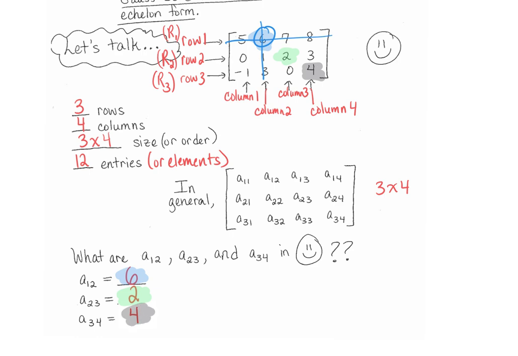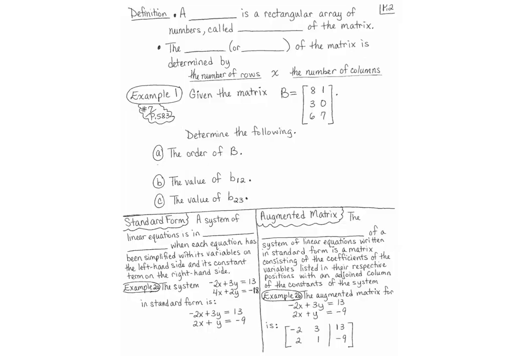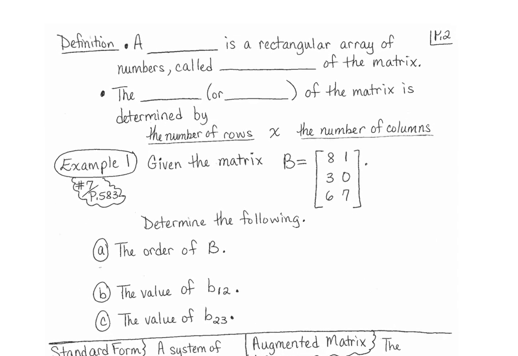What questions do you have? None? Okay, all right. So let's define everything formally. So now you know how matrices work in terms of the notation, how to identify the size or the order, how to find the entries or the elements. Okay, so let's formally define it.